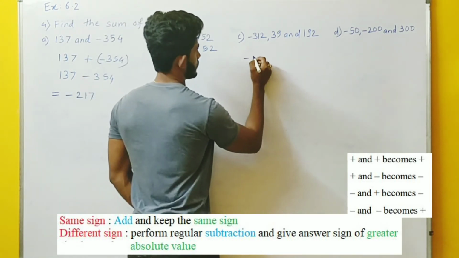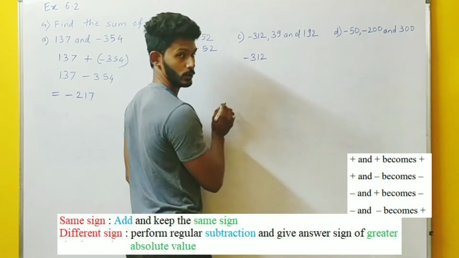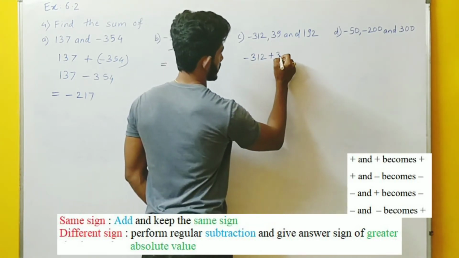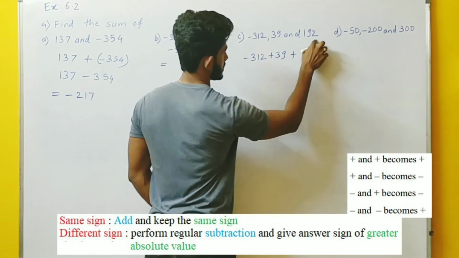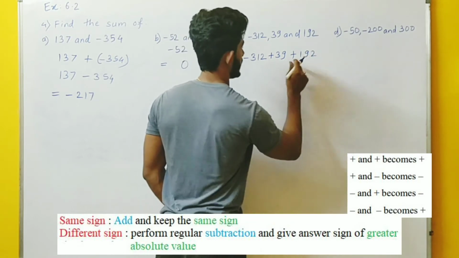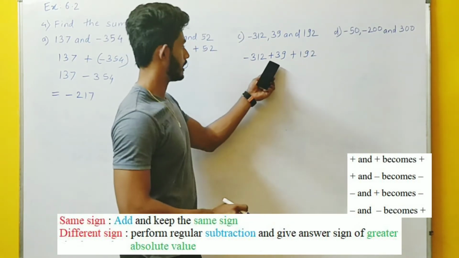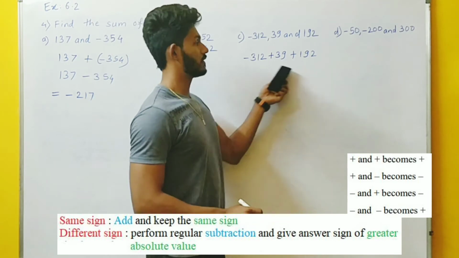Now this one, minus 312 plus 39 plus 192. We are finding the sum. Okay. Now these two have the same sign.